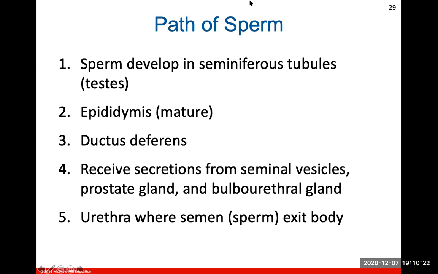The sperm develop in the seminiferous tubules in the testes. So here's the path of sperm that they go through. They will then travel through the epididymis, where they will wait until they're fully mature. They'll travel through the ductus or vas deferens. They'll receive extra secretions to help them on their journey from those three glands. And then they will exit in the urethra.